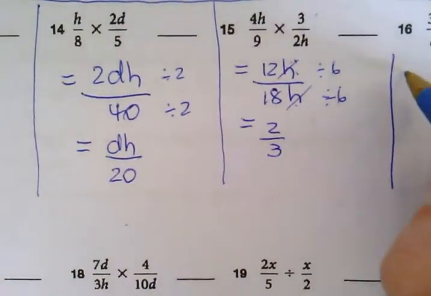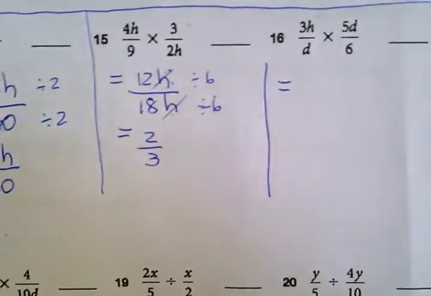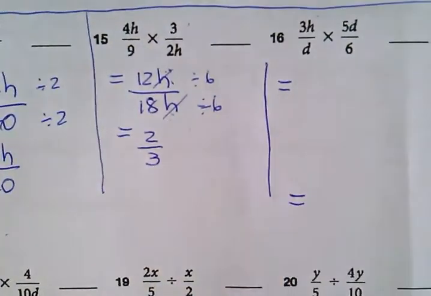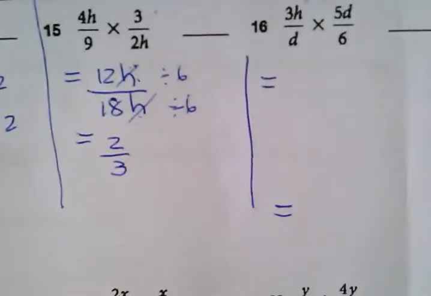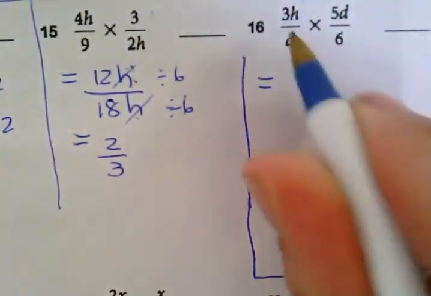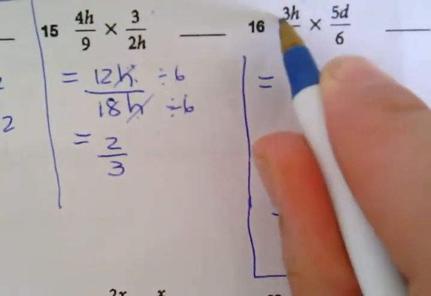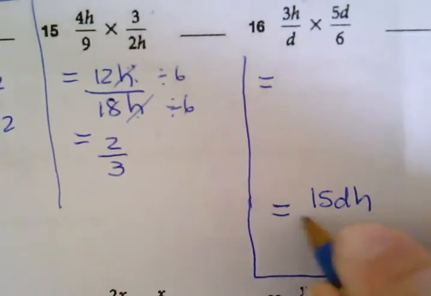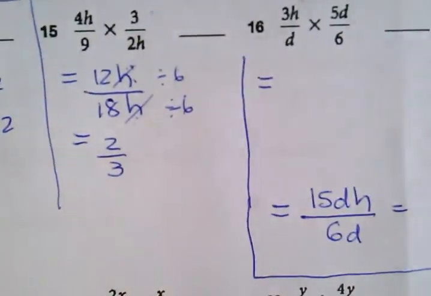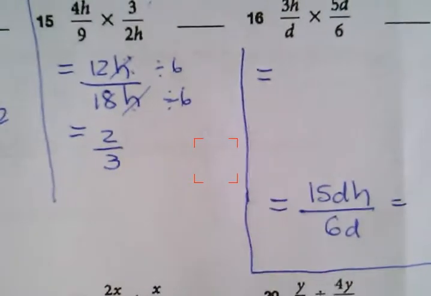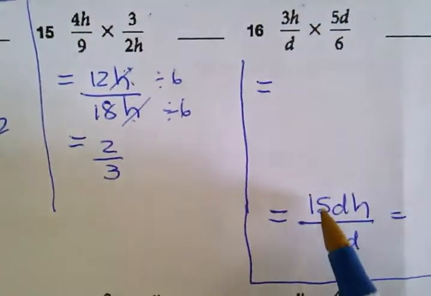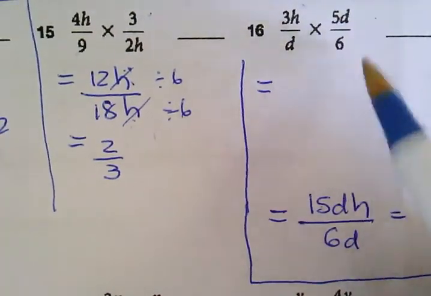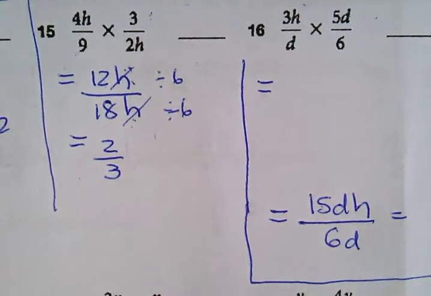All right, let's keep looking. So what have we got in the next one? Can I try and cancel here, ladies? I want to cancel before the question starts. Let's just multiply for a minute. What do you get if you just multiply? Anyone? You get 15dh over 6d. So if you just multiply, you get 15dh, because it's 3h times 5d is 15dh, over d times 6 is 6d. Girls, you always put the numbers first and then alphabetical order.